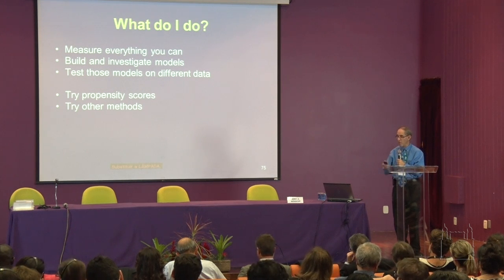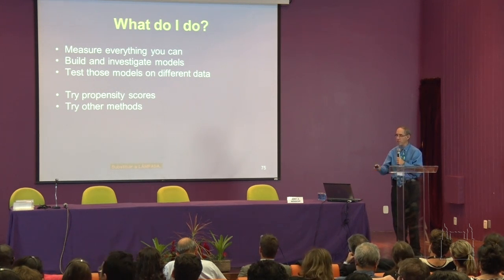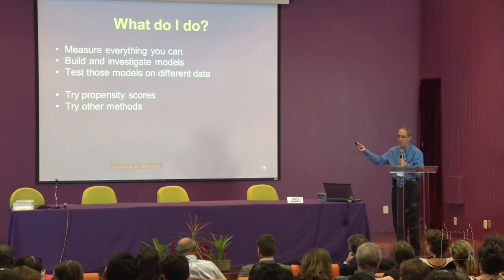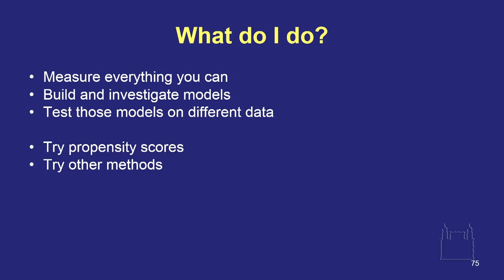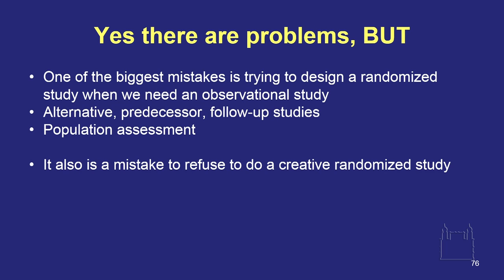What should you do? Measure, measure, measure, design correctly. There are ways to correct for association through something called propensity scores, and I guess Laura Lee could talk about that. So bottom line is, there are problems with the observational studies, but one of the biggest mistakes you could make is trying to do a randomized controlled trial when you don't need to do one, or in fact it might not be the right thing for you to do.